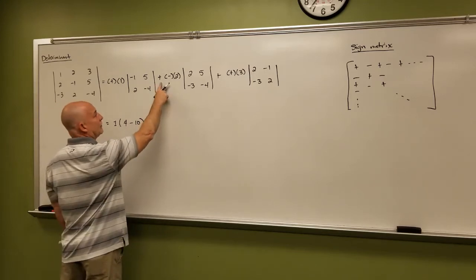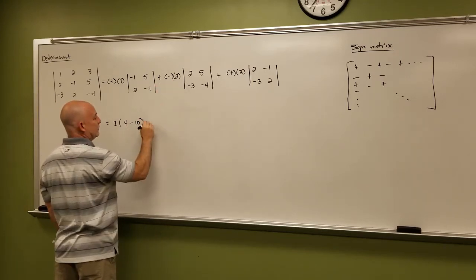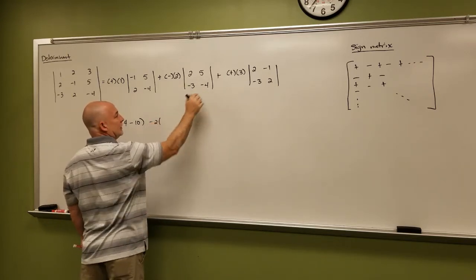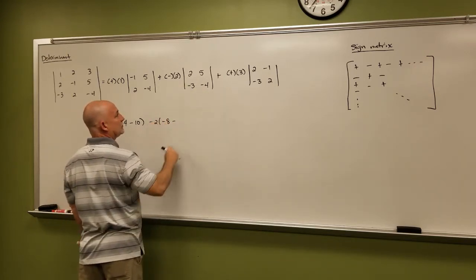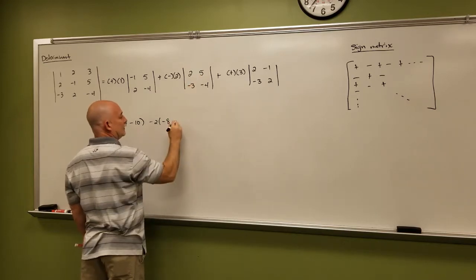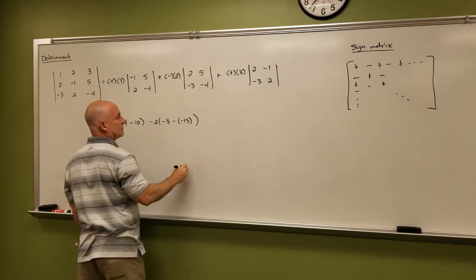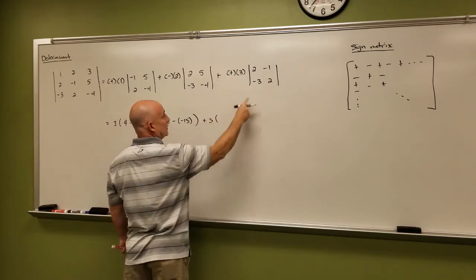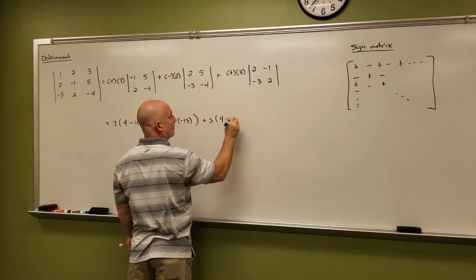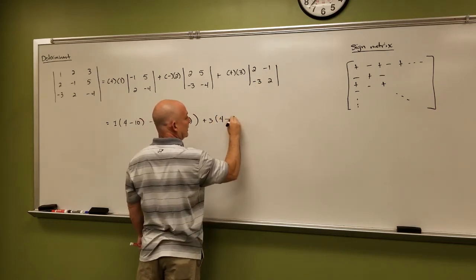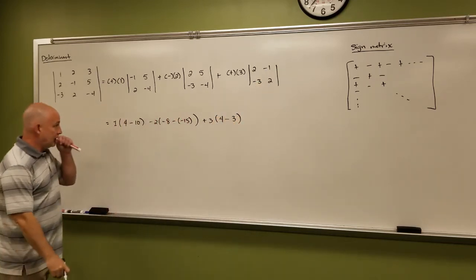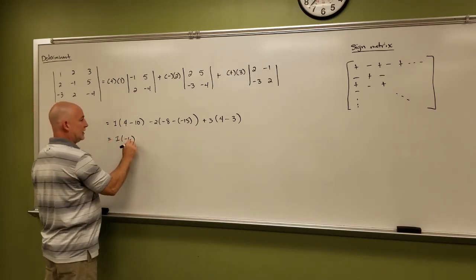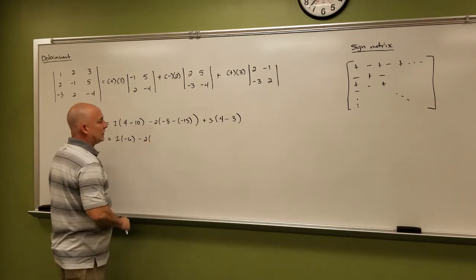All right, so we got a positive, negative, and a 2, so that's going to be minus 2 times. Multiply down the main diagonal, that gives me negative 8, minus, multiply down the off diagonal, negative 15. So we got plus 3, so plus 3. 2 times 2 is 4, minus negative 3 times 1 is 3. So it's all over but the arithmetic now.